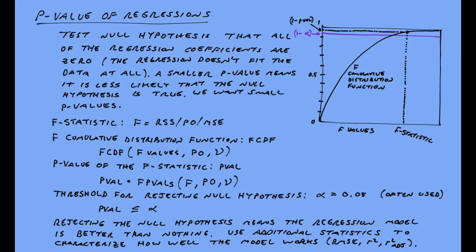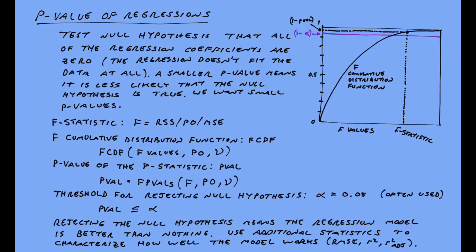The next step is calculating the p-value of the F statistic, the p-val. Sometimes that's written as FP-val as a function of F, the F statistic, PO, and nu. On the graph, the F statistic is marked off on the horizontal axis. And then if we go up from there, there's a dot on the F cumulative distribution function that corresponds to the F statistic. Going over to the vertical axis, that value of the F cumulative distribution function is 1 minus p-val. In this graph, 1 minus p-val is really close to 1, which means that p-val is very small.